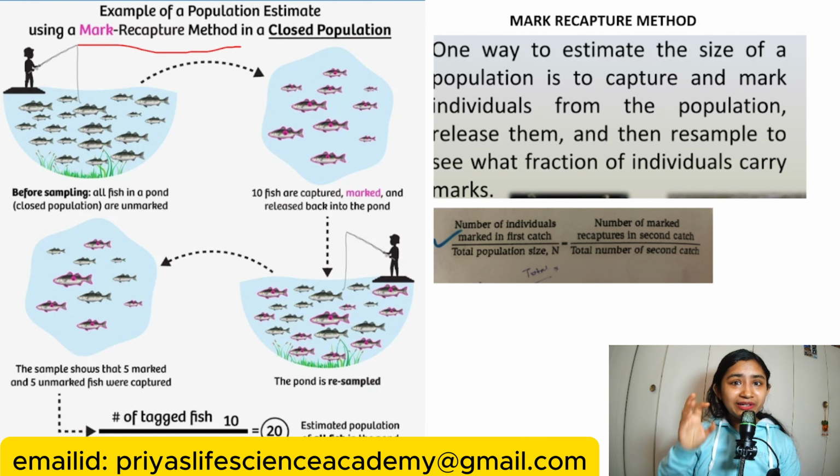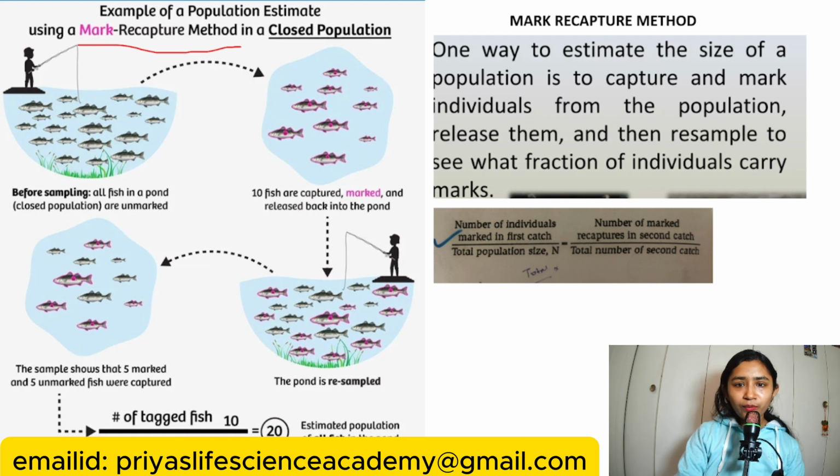Okay, then the population is resampled and the number of marked and unmarked individuals are counted. So what is the thing? One way to estimate the size of the population is to capture and mark individuals from the population, then release them, and then resample to see the fraction of individuals that carry marks. So here you can see that before sampling, all fish in a pond, a closed population, are unmarked. Now the population ecologist just chose 10 fish, captured and marked them, and then released them back into the pond.